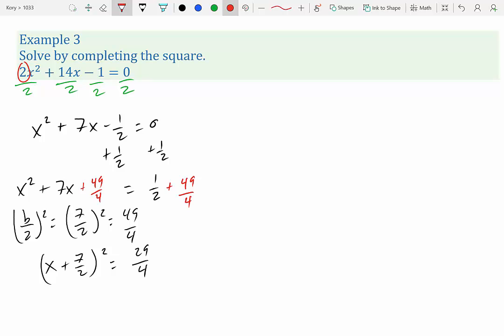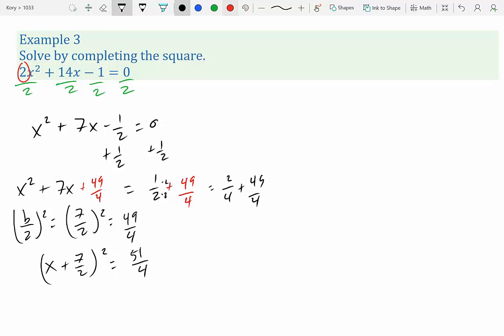So when we do, we get 29 over 4. Sorry, not 29 over 4. I have no idea where I got that from. It's 51 over 4 because we have times 2 times 2. So we have 2 over 4 plus 49 over 4.